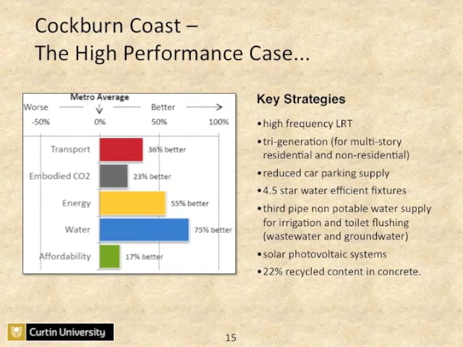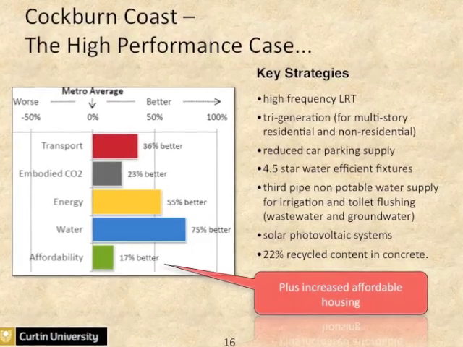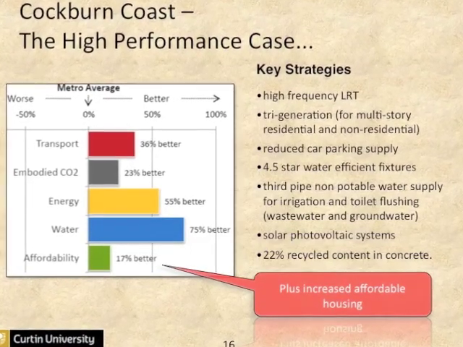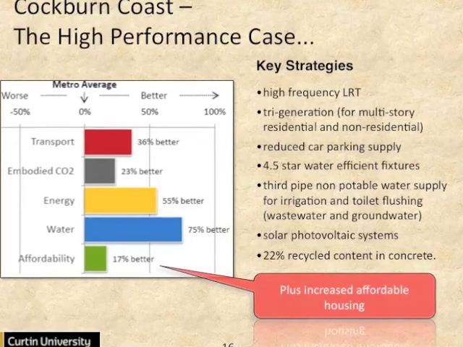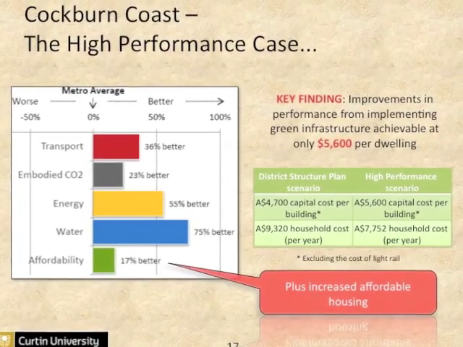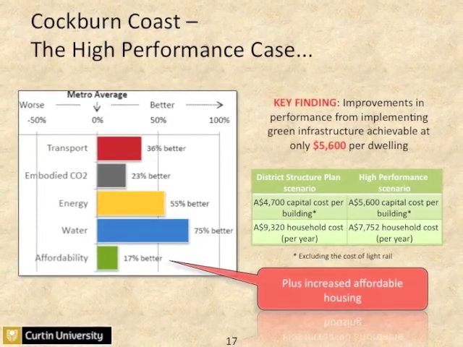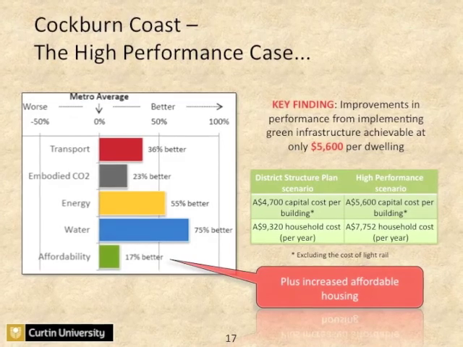the high-performance case. And it is important to note that this also improved affordability in terms of 17% reductions that can be expected across transport and utility costs annually. So for an additional $900 capital cost per dwelling, some astonishing improvements in performance can be seen at a capital cost that will pay for itself in less than a year.